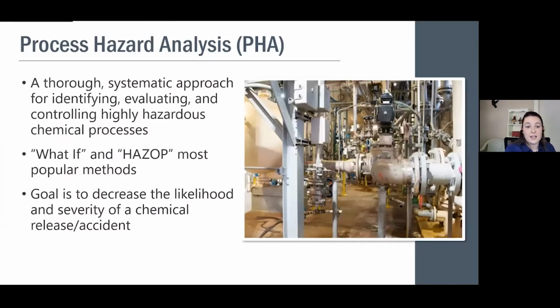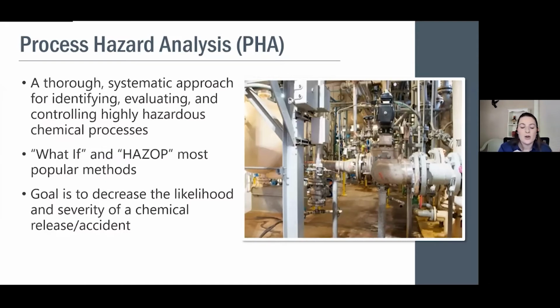Like I said, the process hazard analysis is another one of the RNP pillars. A process hazard analysis is a thorough, systematic approach for identifying, evaluating, and controlling highly hazardous chemical processes. It basically entails a team sitting down and saying, walk me through the process. What could possibly go wrong?